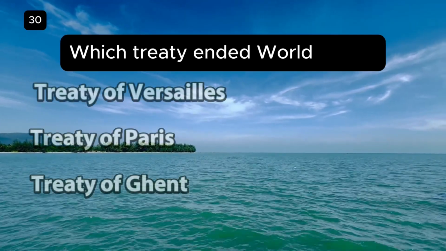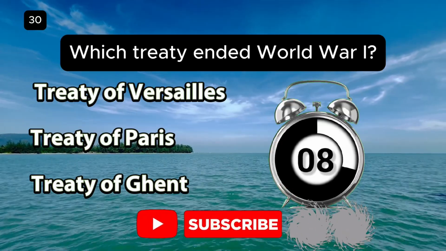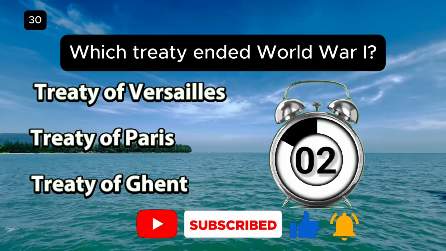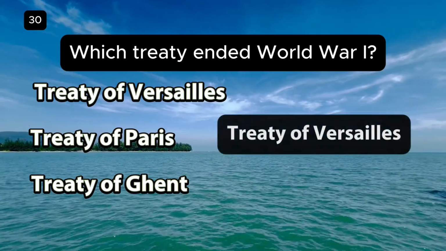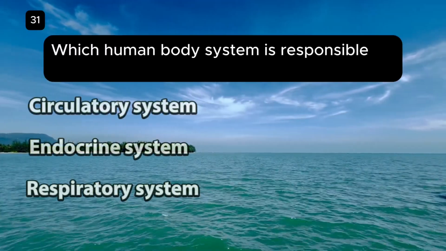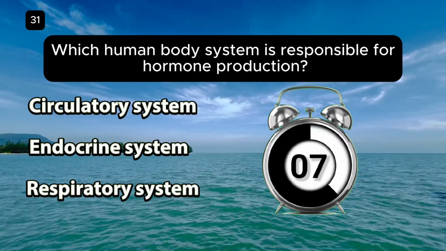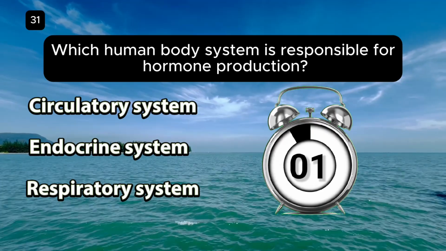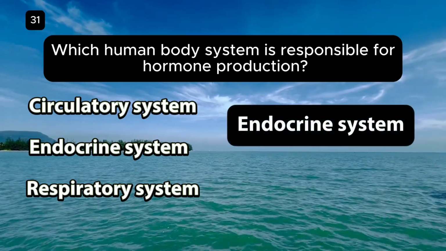Which treaty ended World War I? The correct answer is Treaty of Versailles. Which human body system is responsible for hormone production? The answer is endocrine system.